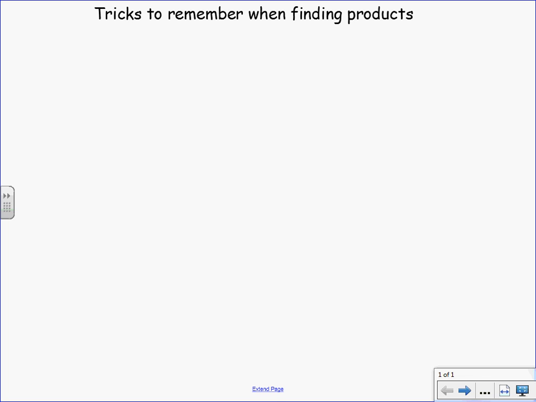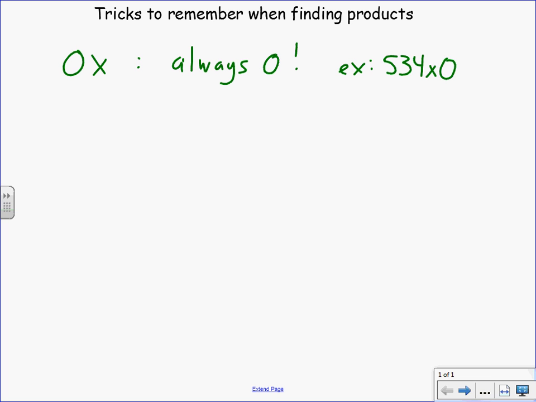Or where we're finding products. So for example, if you want to find 0 times something, what's the trick? Well, if you do 0 times something, no matter what, it's always going to be 0. So for example, if you do 534 times 0, the answer is 0.